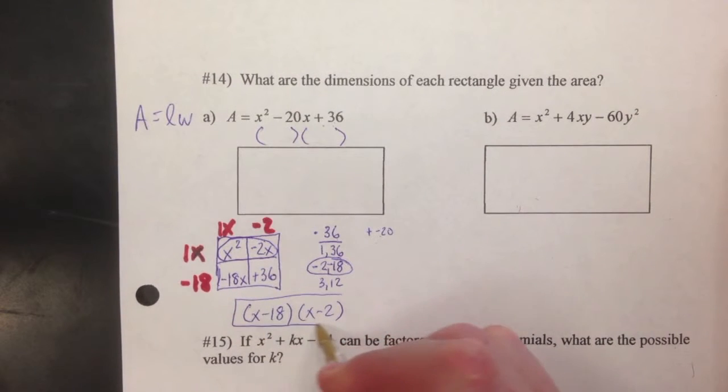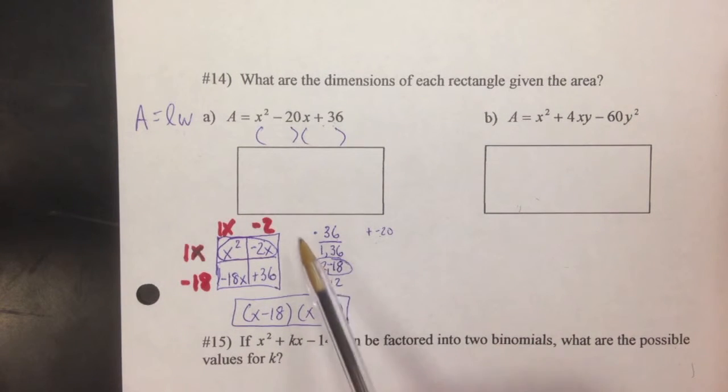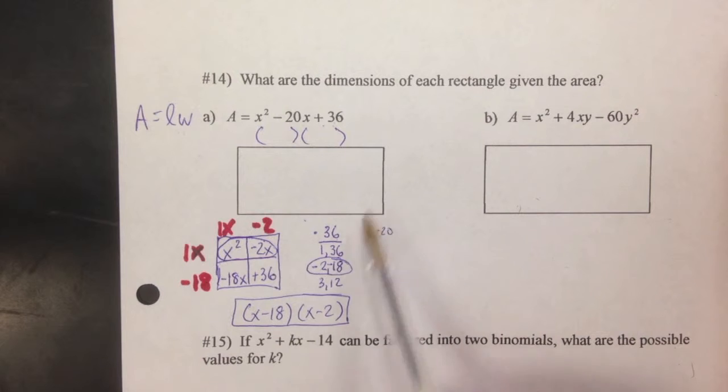Now, for a rectangle, one of these is the length and one of these is the width. It doesn't matter which one, but those are my two dimensions, what I call dimensions.